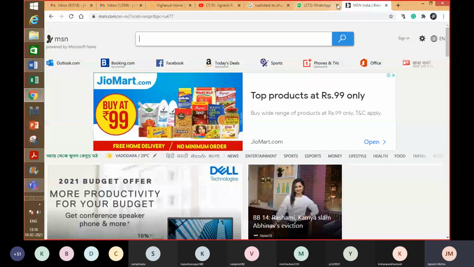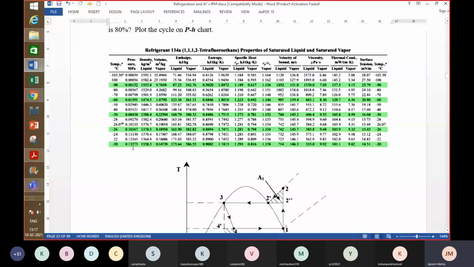So what is the absolute pressure? It's 1.3273, and if you take the ambient pressure to be around 1 bar, then the gauge pressure would be 2.3273 bar. As of now, we are not much concerned about that part, and there are other properties that are also available.